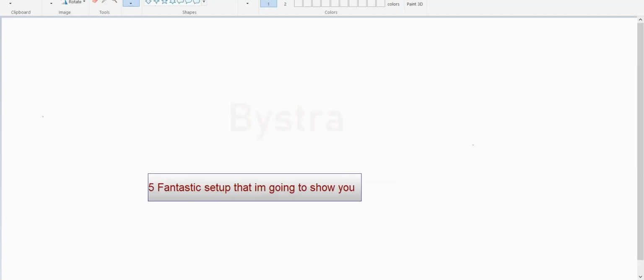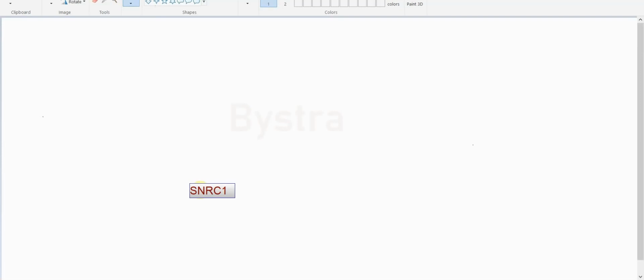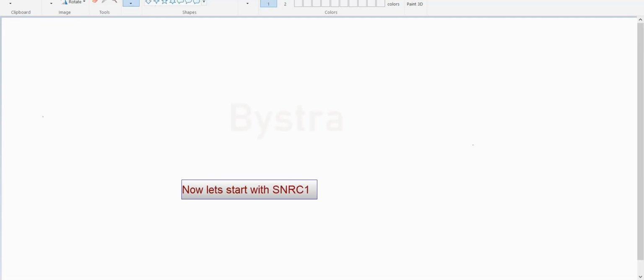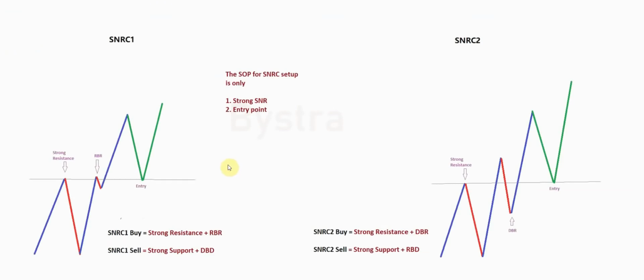All right, so these are the five fantastic setups that I'm going to show you. It is SNRC1, SNRC2, QM reversal, QM continuation, and QM manipulation. Okay, so guys, please pay attention to what I'm going to show you. Now let's start with SNRC1. This is the example of the SNRC1 setup, from SNR to entry point. So now let's take a look.